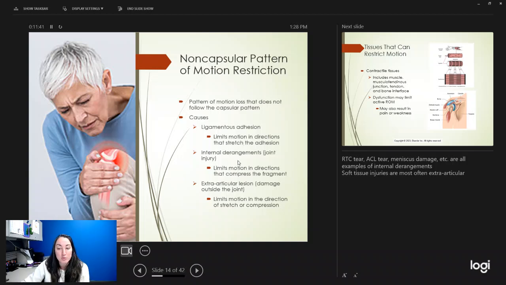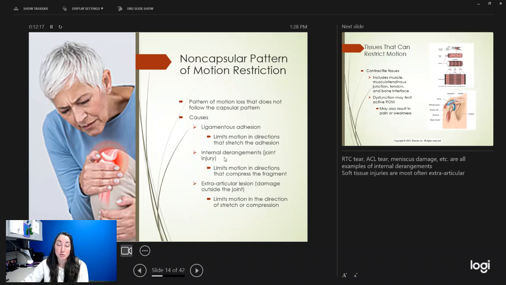With an internal derangement, which is just a joint injury, we're talking about things like the rotator cuff or meniscus. The motion is limited in the direction that compresses the fragment or compresses those tissues. So if it's a meniscus injury and straightening my knee causes the most compression on that meniscus, then knee extension would probably be most limited and would be a key that there is a tear.